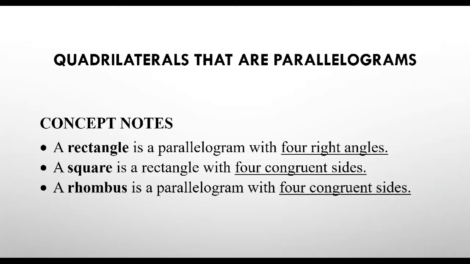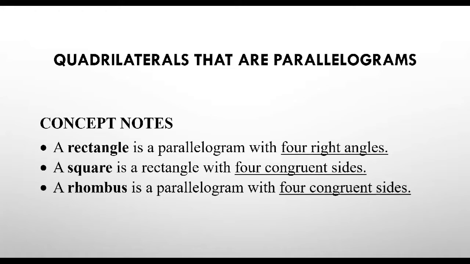For the continuation of the discussion, we have the quadrilaterals that are parallelograms. So here in our video, we are going to tackle the other quadrilaterals that are also parallelograms. So we have here the rectangle, that is a parallelogram with 4 right angles. And we also have another quadrilateral, which is the square. It is a rectangle with 4 congruent sides.